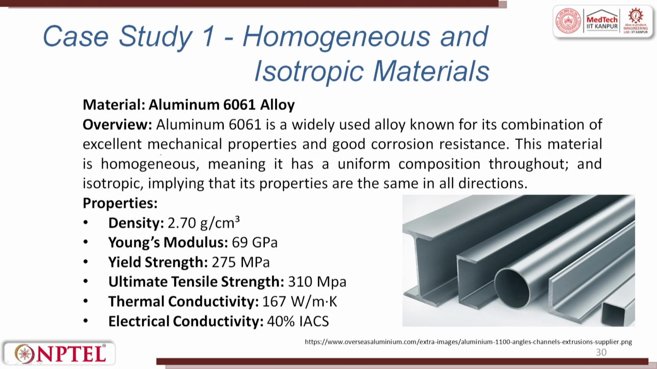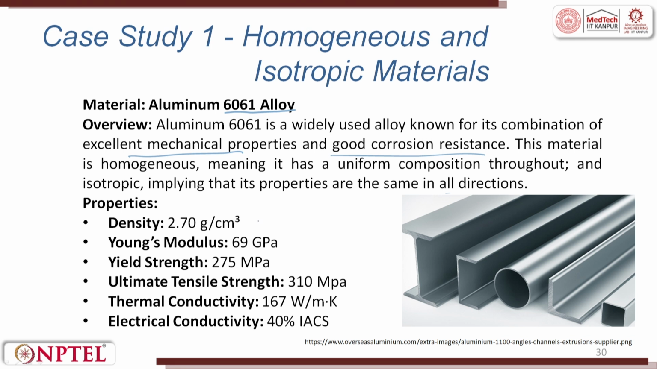Let's take two case studies and understand homogeneous and isotropic properties. The material is aluminum 6061 alloy. This is widely used in applications where there is a combination of mechanical property and good corrosion resistance. This material is homogeneous, meaning it has a uniform composition throughout, and isotropic, implying that its properties are the same in all directions.